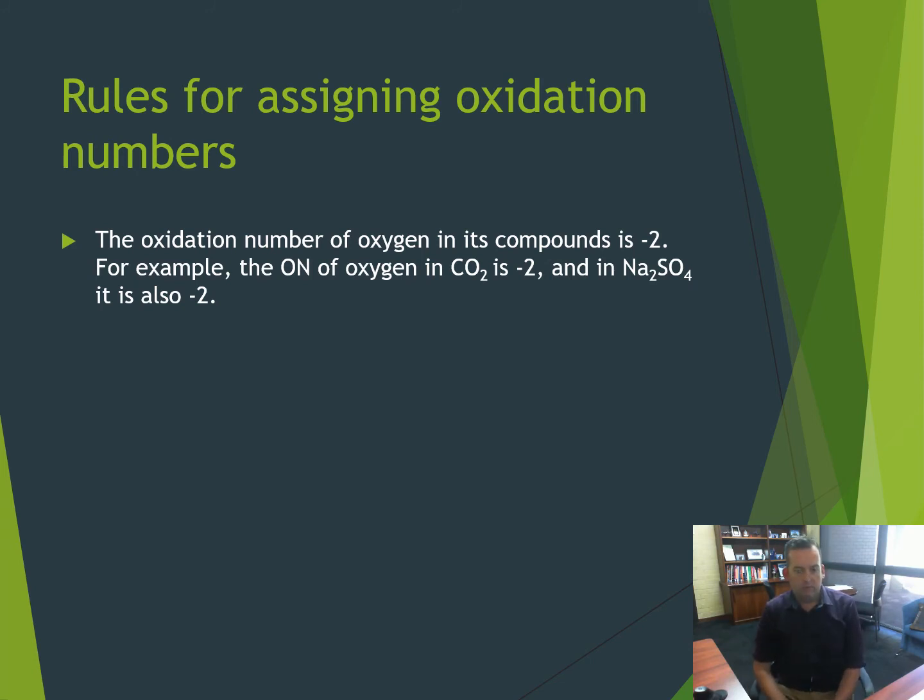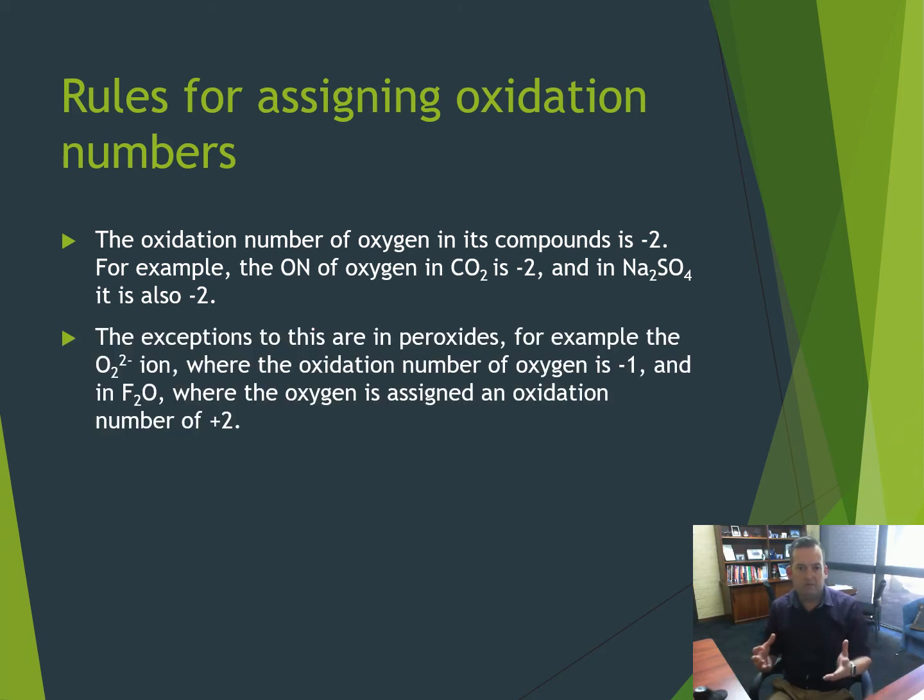This is the most important. Well, there are two really important rules: one is oxygen and one is hydrogen. Oxygen in compounds is -2. So for example, in CO2, the oxygen is -2. In Na2SO4, it's also -2. In CaCO3, it's -2. In CaO, it's -2. Whatever the compound is like that, it's -2. So that's an easy one to remember.